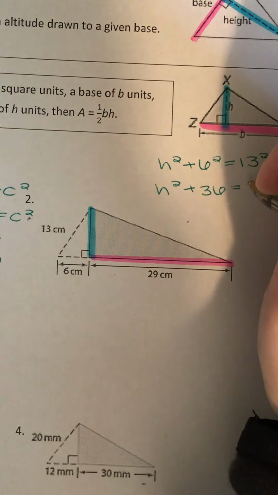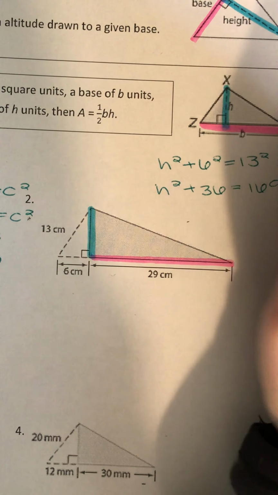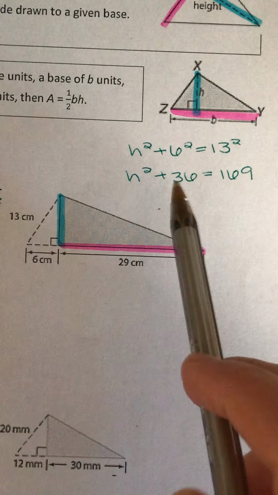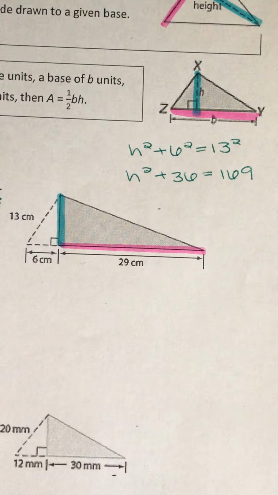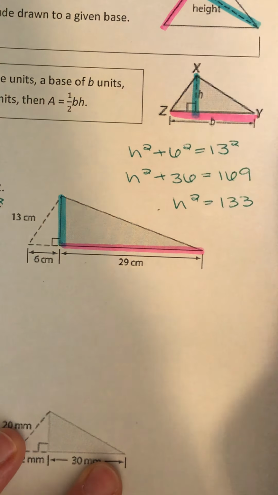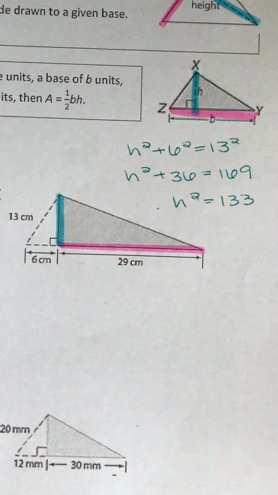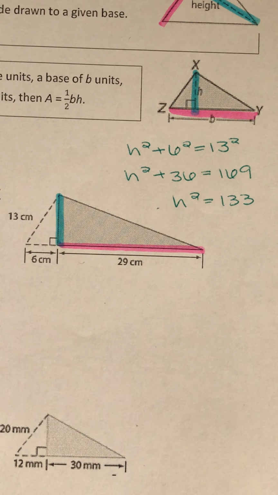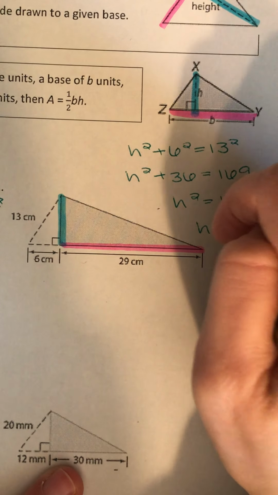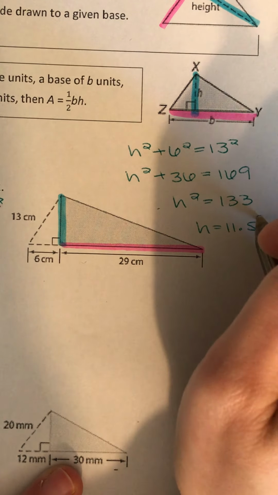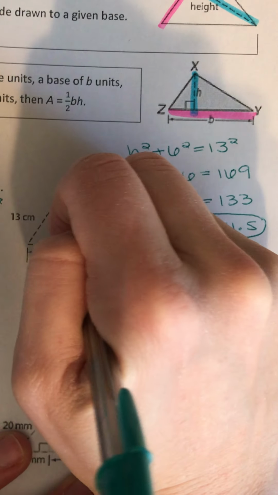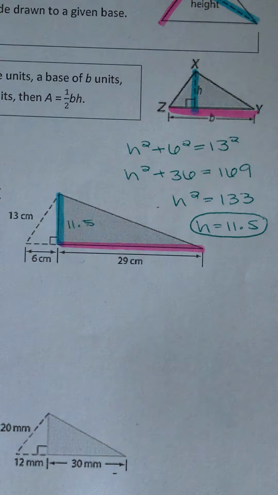6 squared is 36, 13 squared is 169. We're going to take this 36 and subtract it on both sides. And I get 133. And the square root of 133 is about 11.5. So my height is 11.5.